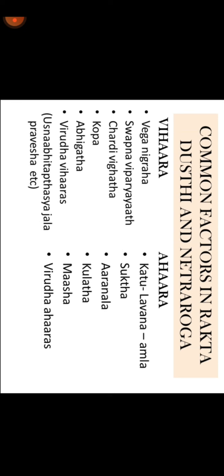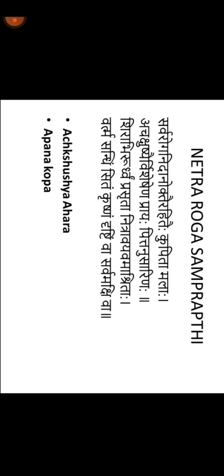And especially the Ahara: Kadu, Shukta, Amla, Lavana, Tamasha and Viruddhahara are mentioned in both these chapters. So we have to find out the Netraroga Nidana. The Netraroga Nidana will ultimately cause Rasa Rakta vitiation. So what happens when the Rasa Rakta is vitiated?